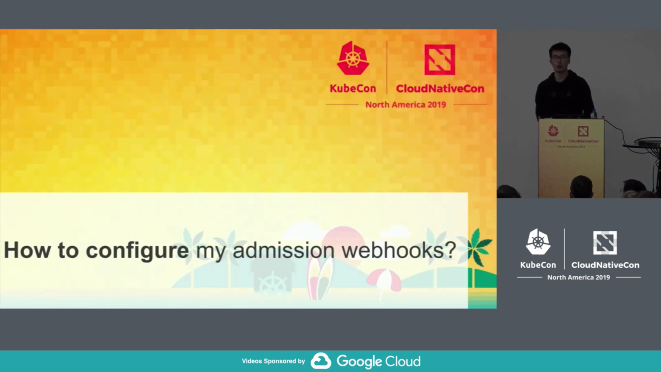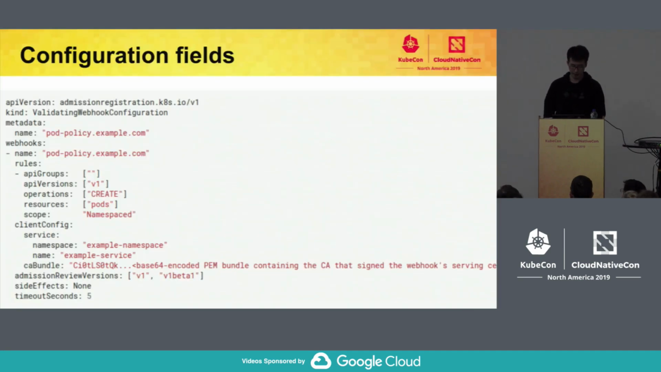Okay, so we understand why we may want to use admission webhooks. So let's see how to configure admission webhooks. Here's an example validating webhook configuration. I won't go through all the fields in detail. Basically, this is a webhook configuration called podpolicy.example.com. The configuration has one webhook with a rule that triggers on every namespace pod creation request.